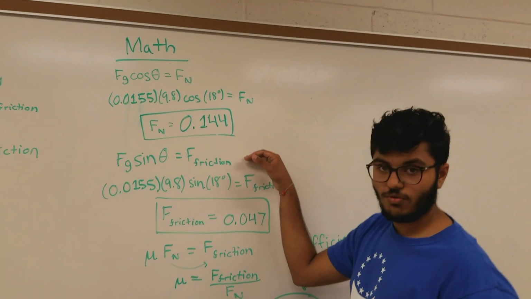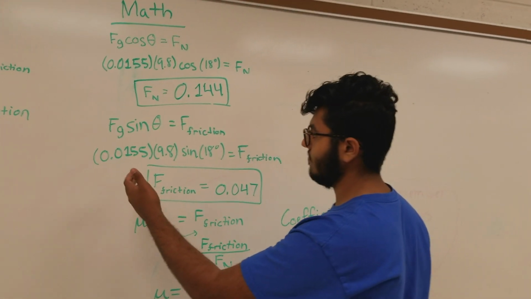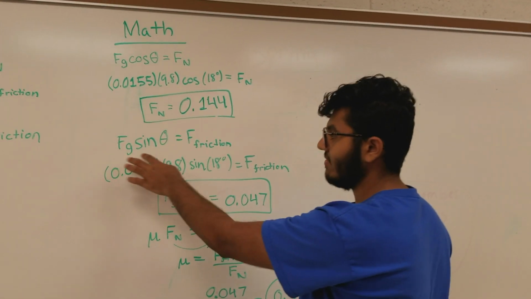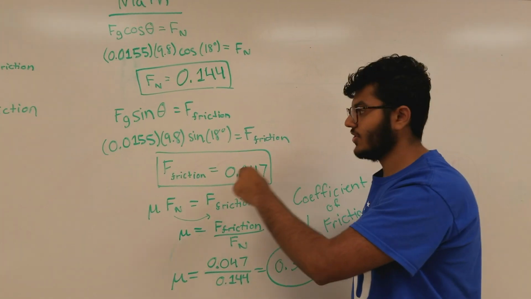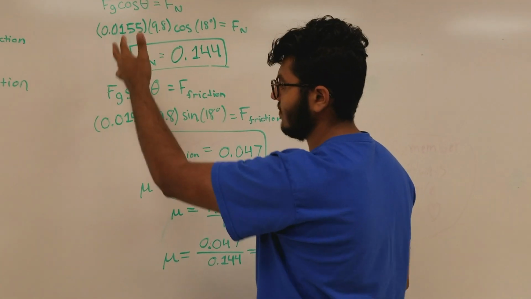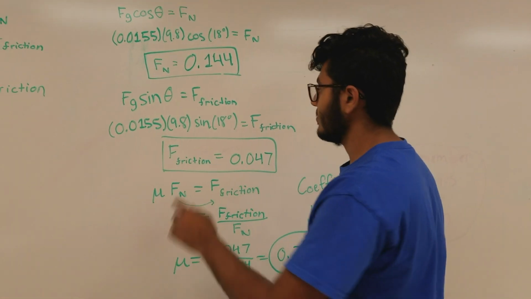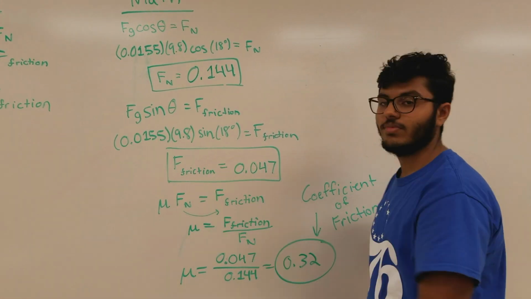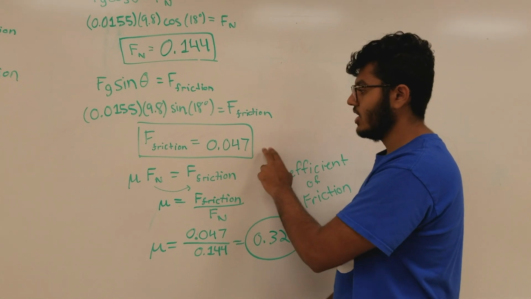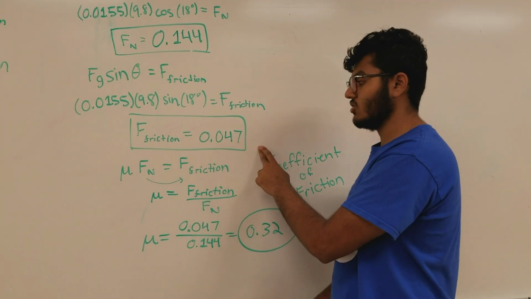Then we move on to the force of friction, which we have as the force of gravity times sine equaling the force of friction. So once again, just like before, 0.0155 kilograms times 9.8 times sine of 18 this time will get you the force of friction, which in this case gives you 0.047.